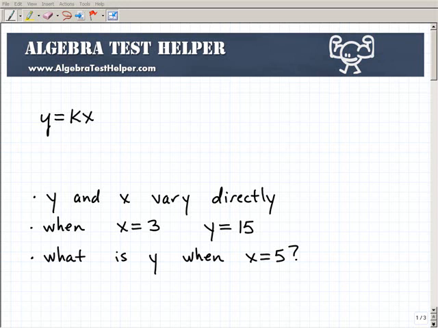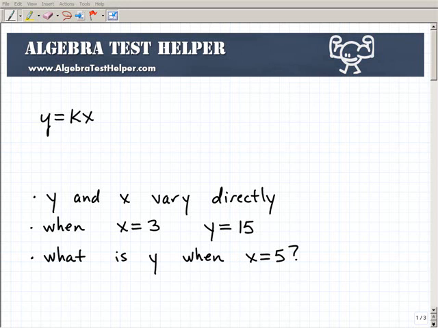But before I get going here, here's our little situation that we're going to work with, y equals kx. So this is a real basic, kind of a standard problem that you're going to see, a common problem. It says y and x vary directly. When x equals 3, y equals 15. So the question is, what is y when x equals 5? So this is the general structure of these type of problems.